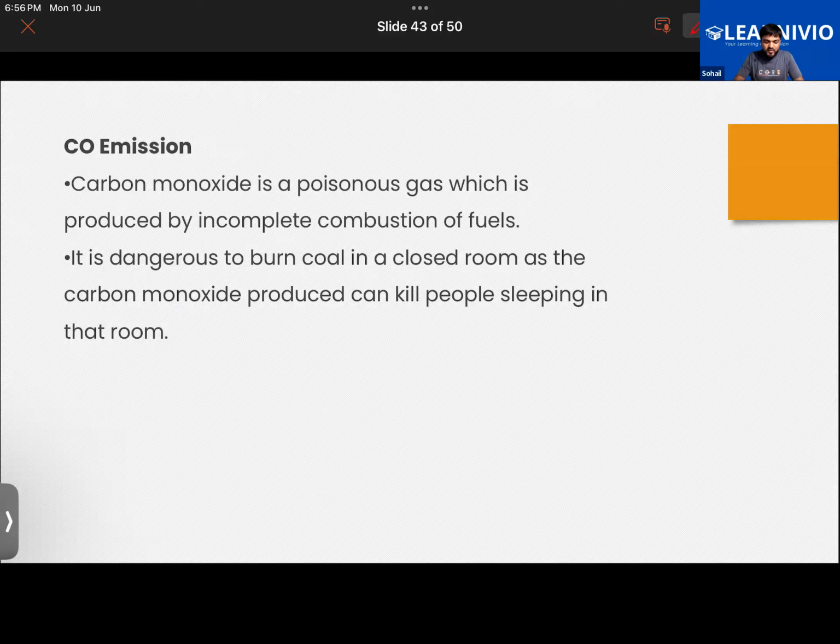Right now, basically how does it work? Carbon monoxide, in short it is written as CO, capital C capital O. It binds with hemoglobin. Hemoglobin, all of you know, it's a red pigment found in your blood.